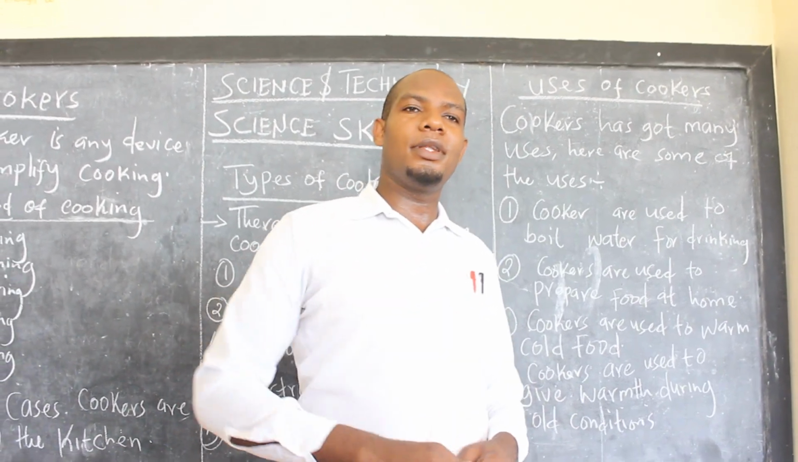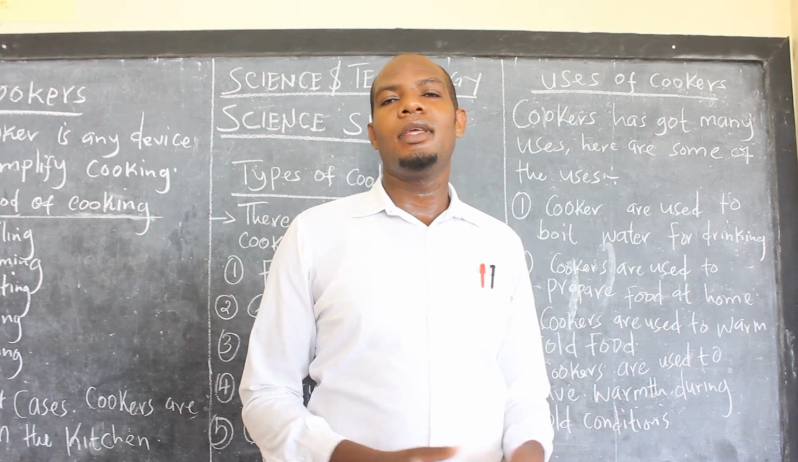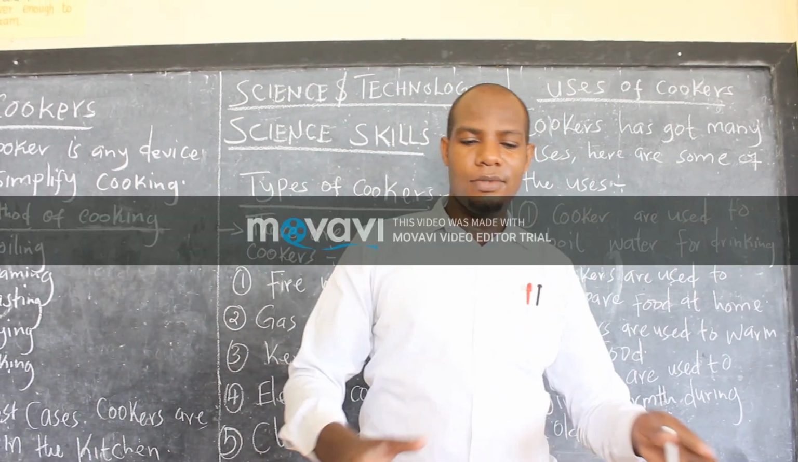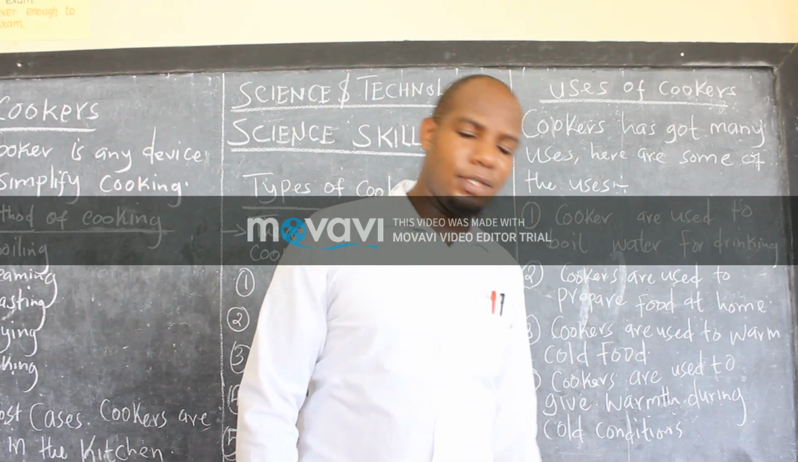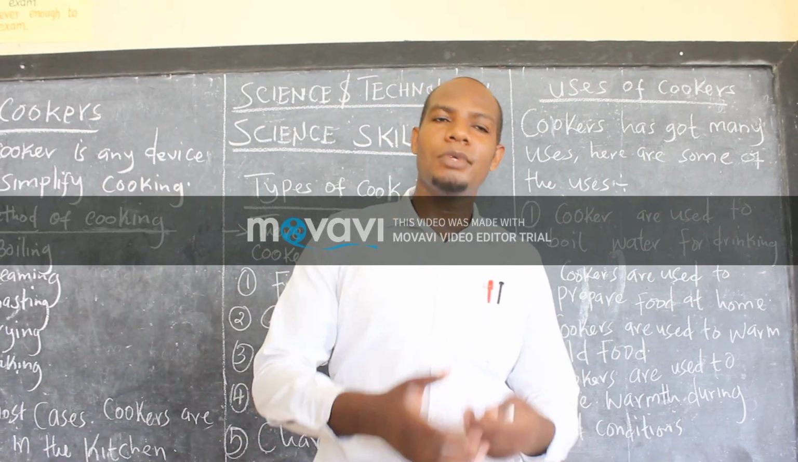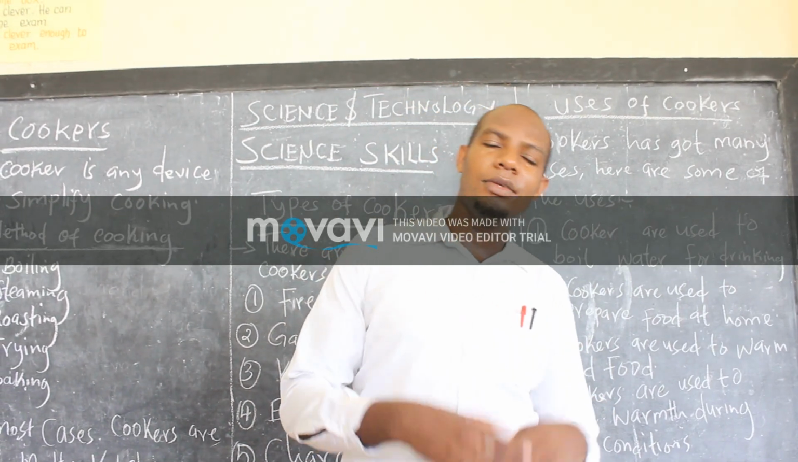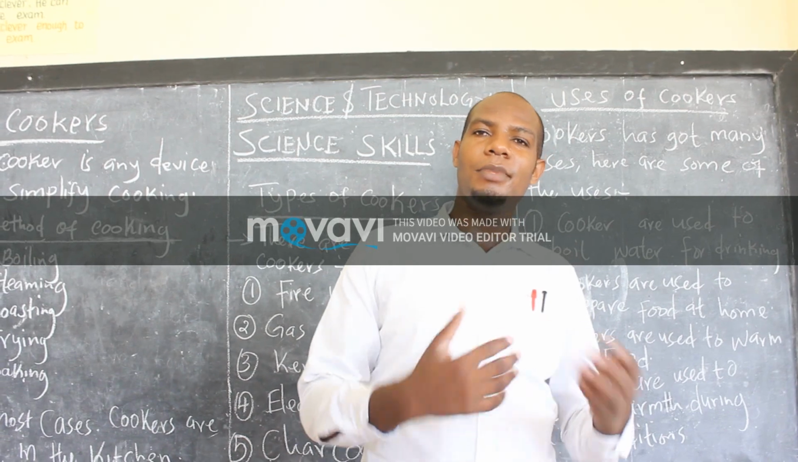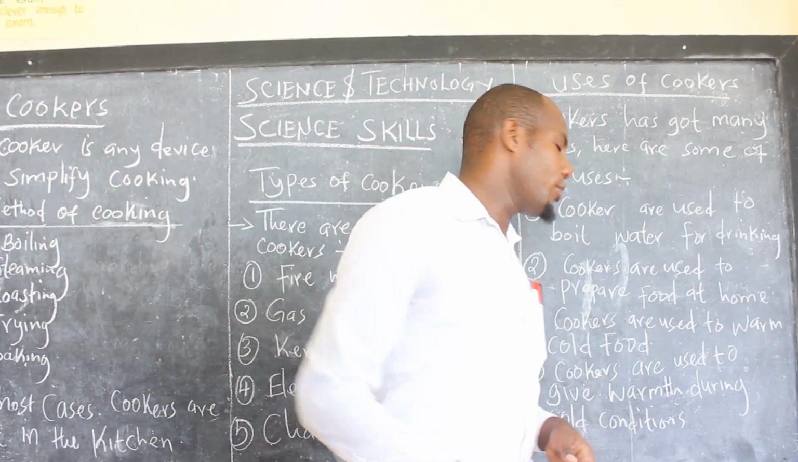Now, your mother is cooking using a charcoal cooker, and the condition is cold. You go just near your mother while she is cooking. You maybe sit next to the charcoal cooker and then you warm yourself. Then eventually, the temperature of the place you are in will be at least okay for your body.